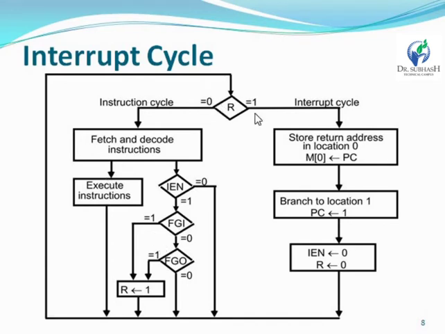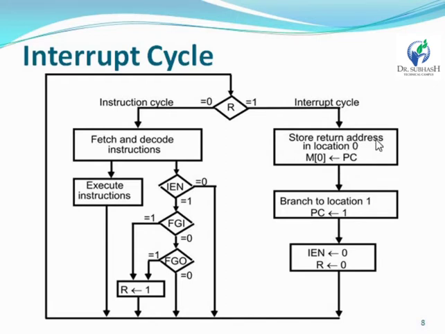If directly R equal to 0, then go on to any number of processing. Now the next is, if R equal to 1, then go to the interrupt cycle. This is the topic of the interrupt cycle. If R equal to 1, then go to the interrupt cycle.